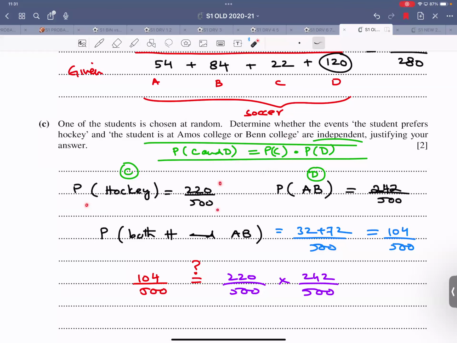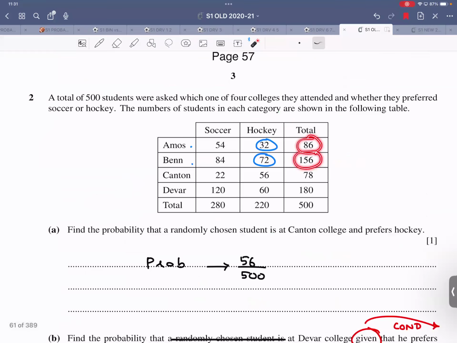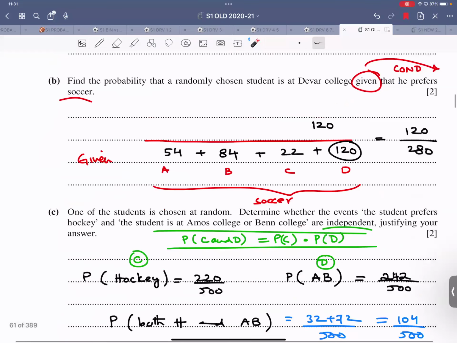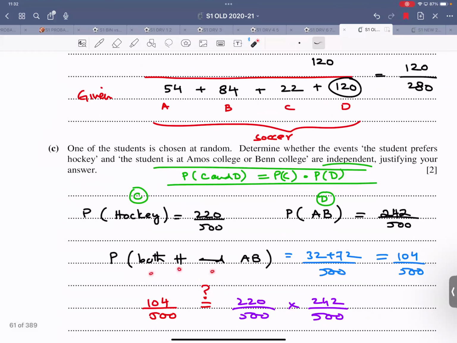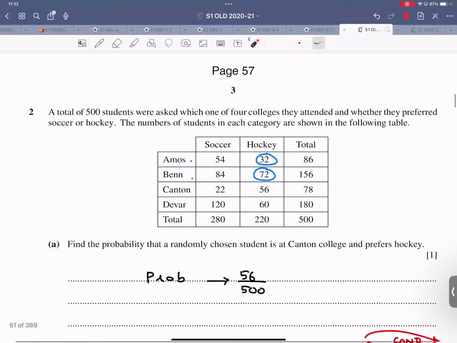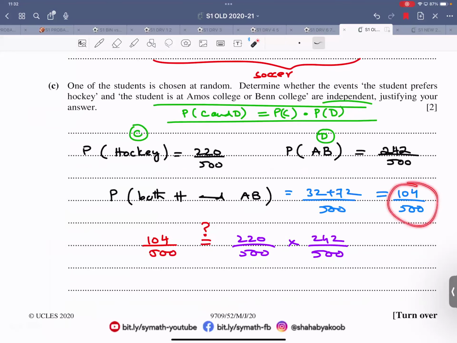Probability of hockey, 220 over 500. Probability of A or B college. So how did I choose that? I chose 86 plus 156. That comes out to be 242 over 500. Then probability of both H and AB. That means it could be hockey from college A. It could be hockey from college B. 32 plus 72, that is 104. So this 104 over 500 is there.